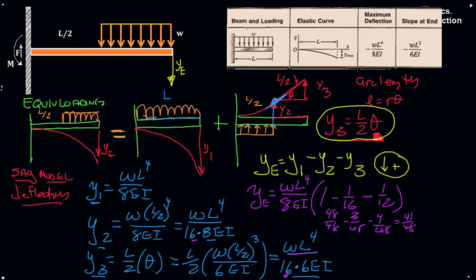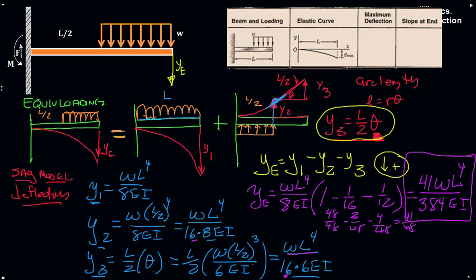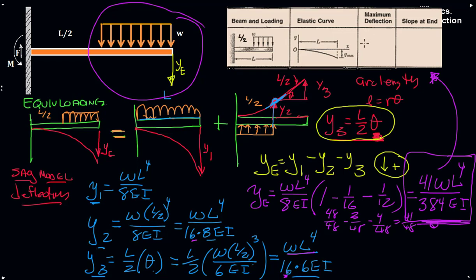And our final answer then will be 41 WL to the fourth on 384 EI, where this represents the total deflection at the end due to this type of loading. In fact, now that we've found that, we could make our own table entry. Here we have a beam loaded at L on 2, and we could say then it would be negative 41 WL to the fourth on 384 EI. And we could follow a similar process to find the value for theta.